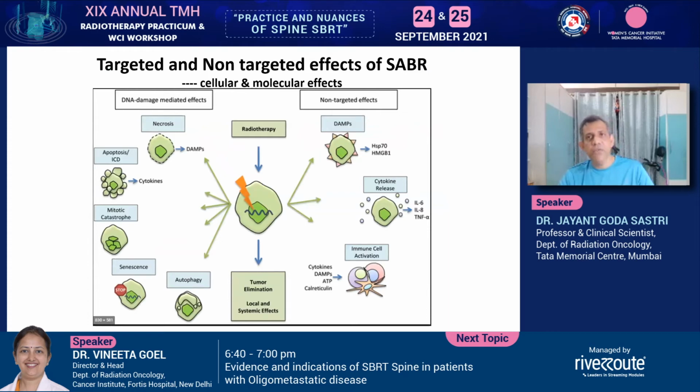So when we are giving very high doses of radiation in SABR range, you can have cellular and molecular effects, which can result in DNA damage mediated targeted effects or non-targeted effects. The DNA damage mediated targeted effects can result in apoptosis, mitotic catastrophe, senescence, autophagy, all of which lead to tumor cell elimination. The non-targeted effects can be due to increased production of various neoantigens, increased release of cytokines such as IL-6, IL-8, and TNF-alpha, which ultimately lead to immune cell activation, resulting in tumor cell elimination.